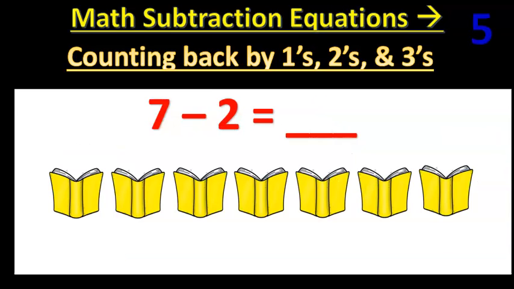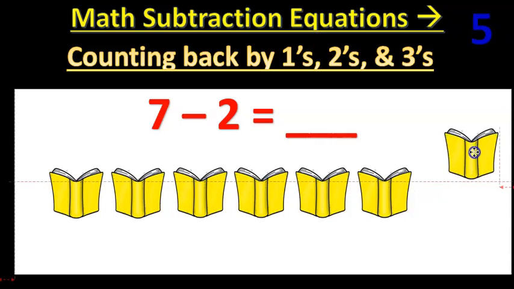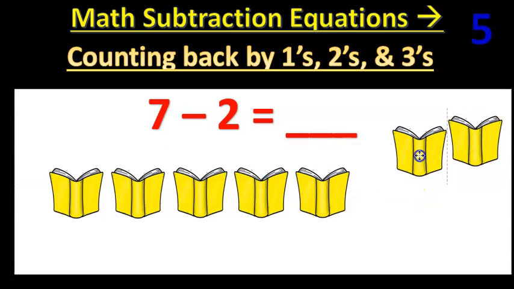Now, let's come here to our next example. 7 minus 2 equals blank. It's right here for us again. Now, there are 7 books here. 7 is up front, but it says minus 2. So watch. Let's put 2 books up here so you can see that they're removed now, okay? Now, here is our answer.